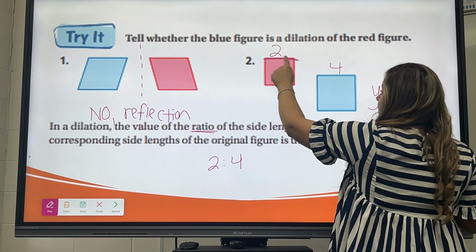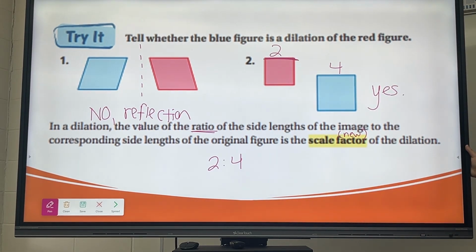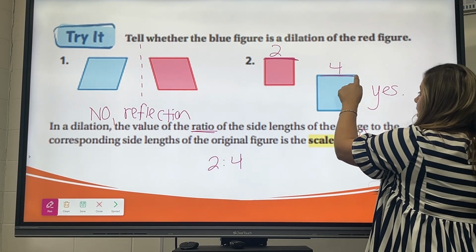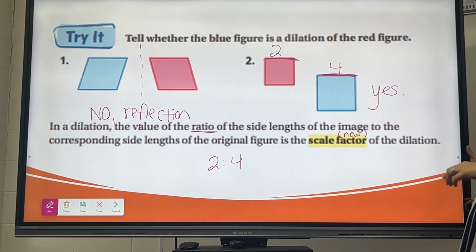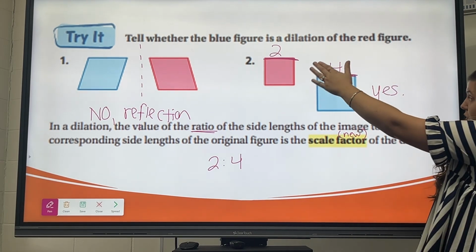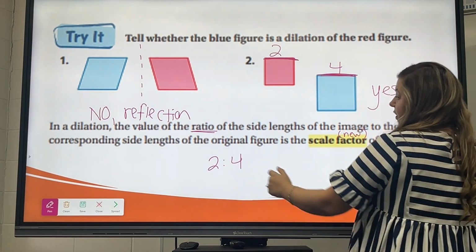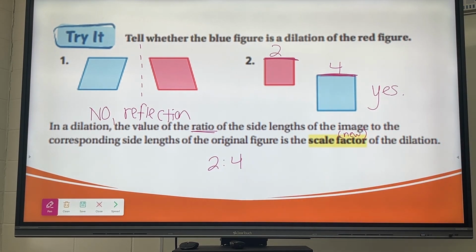I'm looking at this top side length, I'm telling you that it's 2. The corresponding side length is the top one on the other shape. So that's the corresponding one. 2 corresponds to the 4. This is the ratio of the 2, and what they're saying here is the value of that is the scale factor.